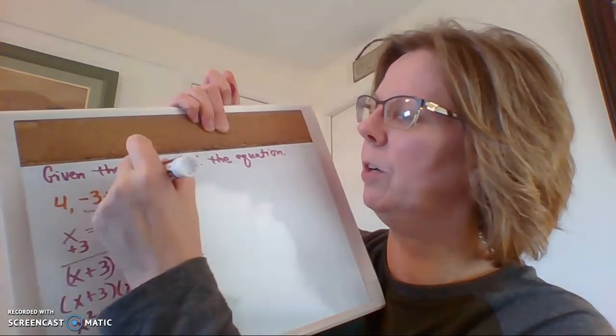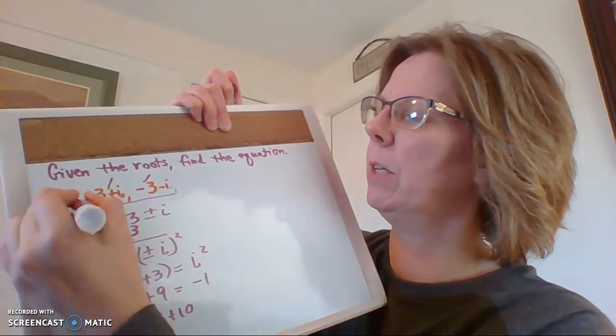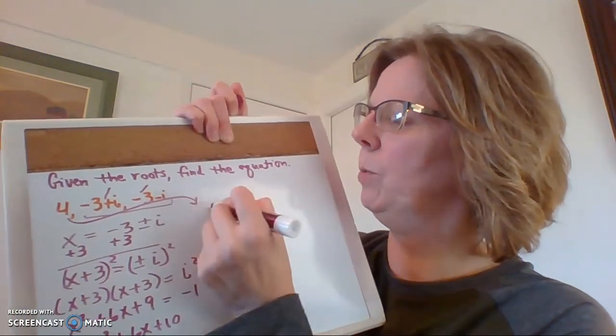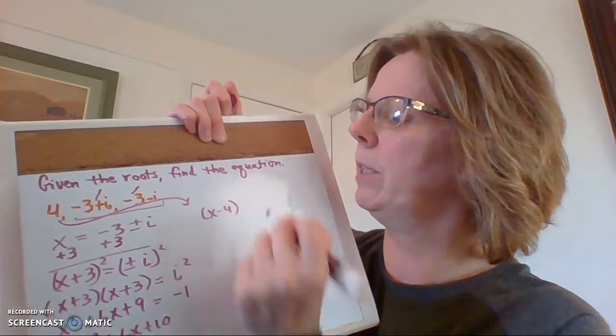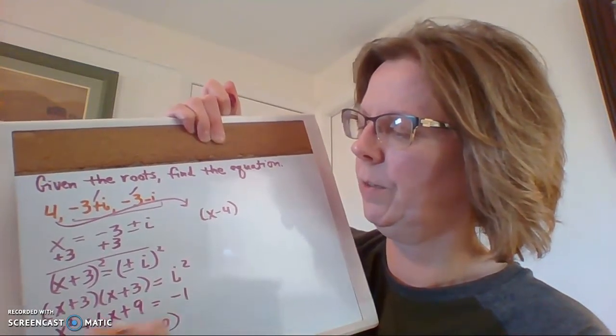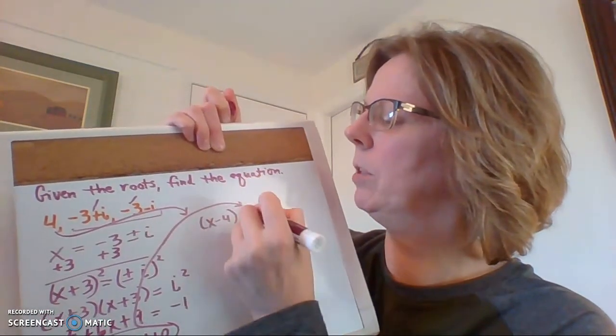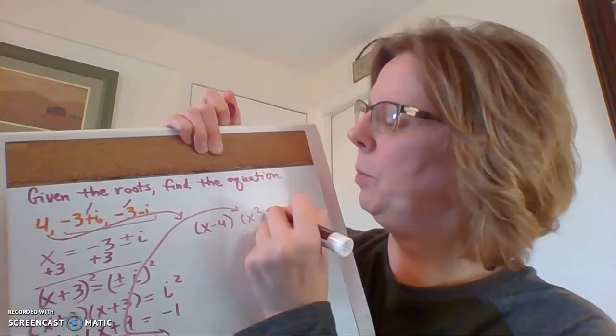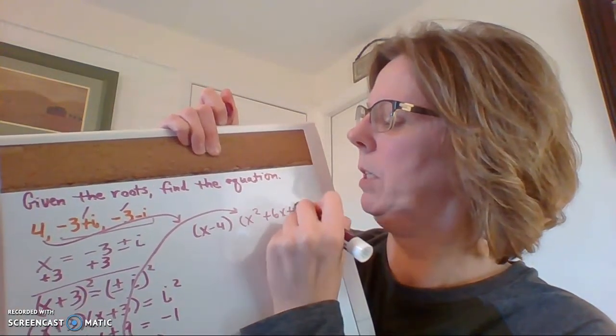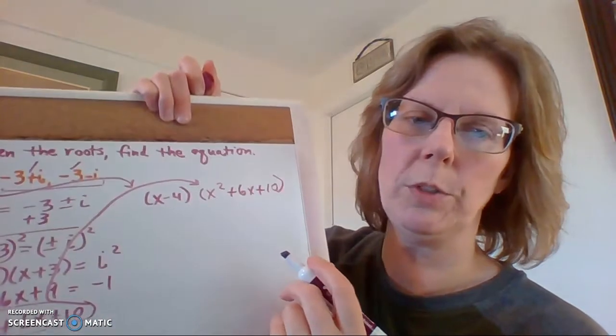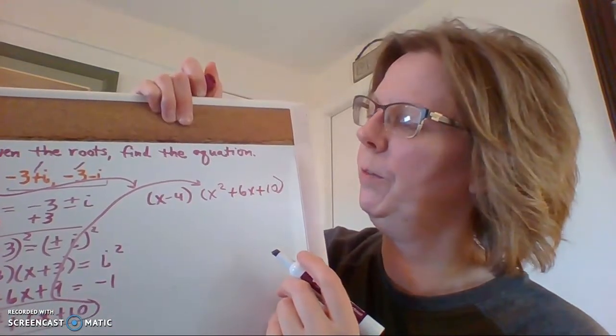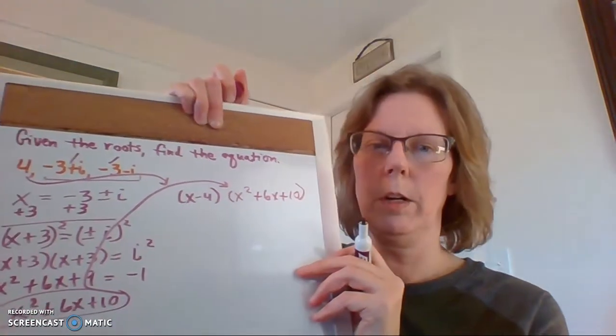All right, so that took care of these 2. Now I need to go ahead and take care of the 4. So this was an (x minus 4) in parentheses. And then I have this stuff down here, it's going to come over here as well: x squared plus 6x plus 10. And now I'm going to FOIL all that out. So go ahead and FOIL that out and check back with me here in a couple of seconds.